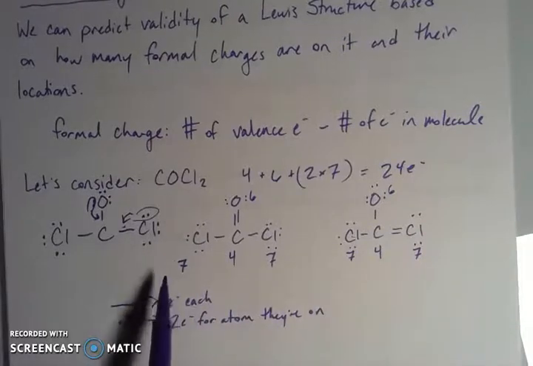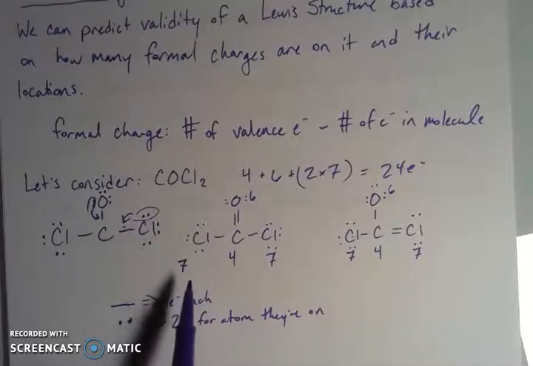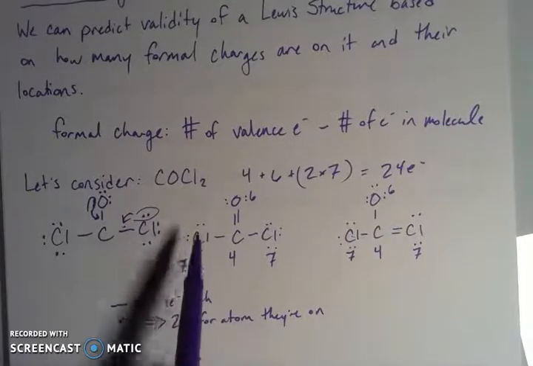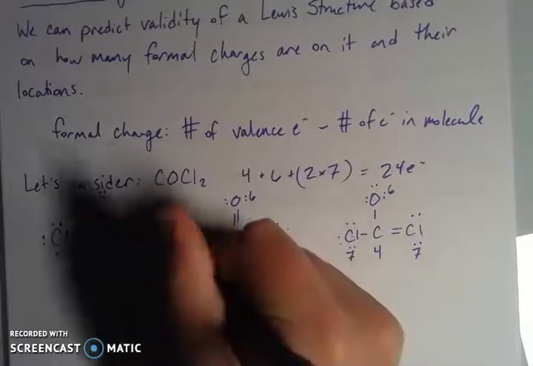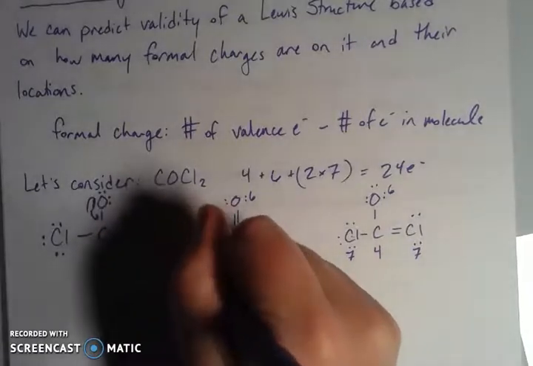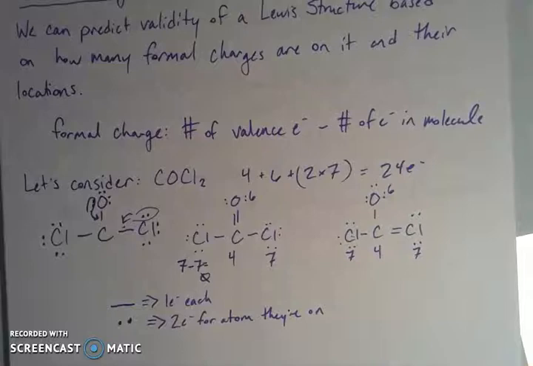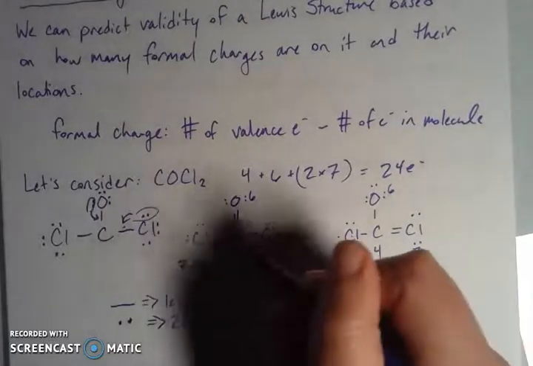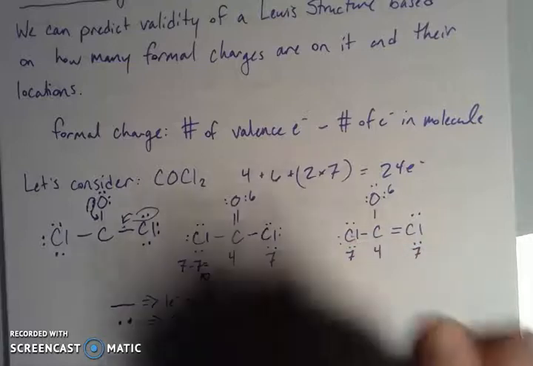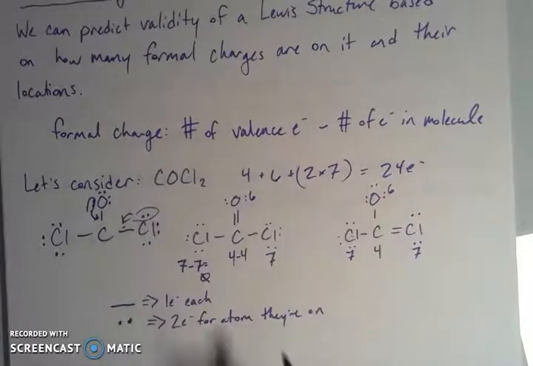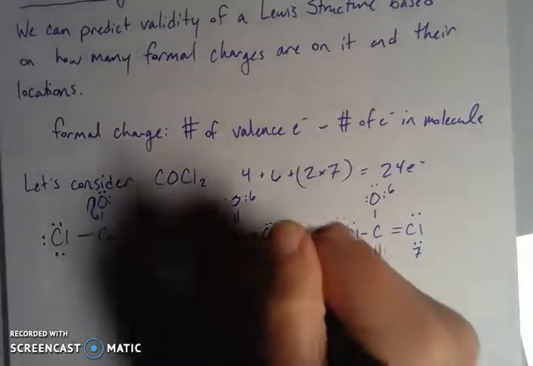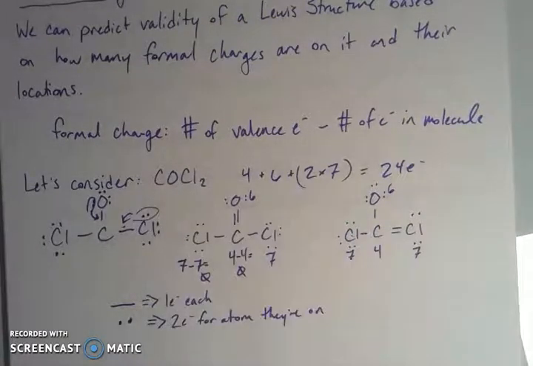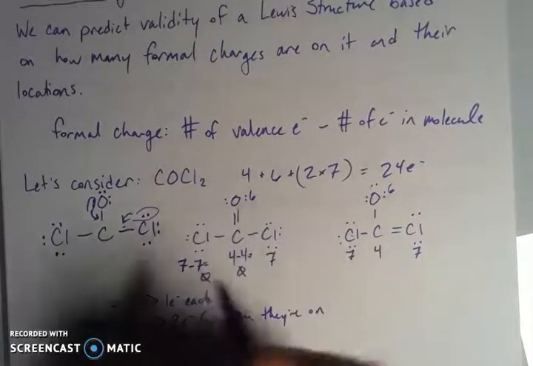So it wants 7, that's how many it should have on the periodic table. In this structure, I have 2, 4, 6, and then 1 from the bond is 7. So if I take the difference between these two, I get nothing. Okay? My carbon here wants 4. It has 4 valence electrons. I have 1, 2, 3, 4 from my bonds here. So it has 4 in this structure. That gives me 0.